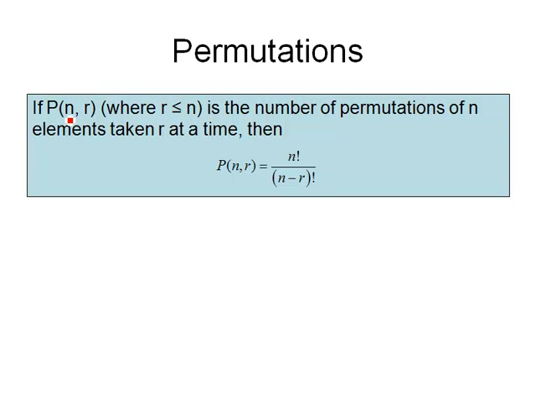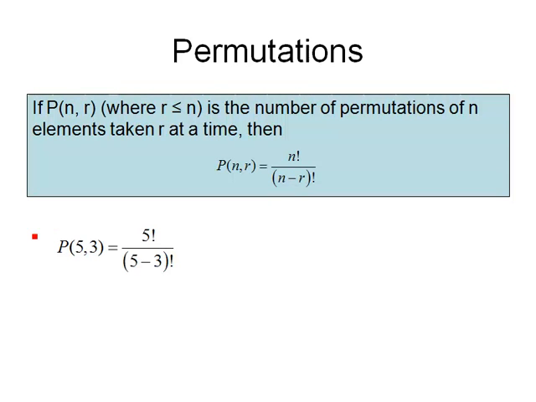So if P of n comma r, where r is less than or equal to n, is the number of permutations or the number of orderings of n elements taken r at a time, the way to calculate this is P of n comma r is equal to n factorial, and in the denominator, n minus r factorial.